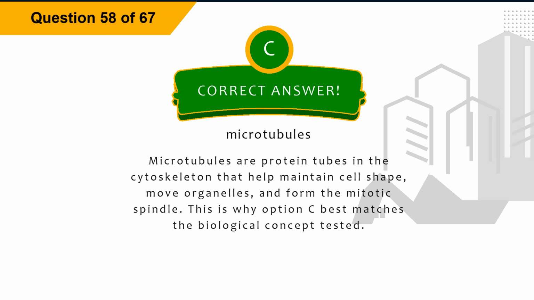The correct answer is option C, microtubules. Explanation: microtubules are protein tubes in the cytoskeleton that help maintain cell shape, move organelles, and form the mitotic spindle. This is why option C best matches the biological concept tested. Question 59.